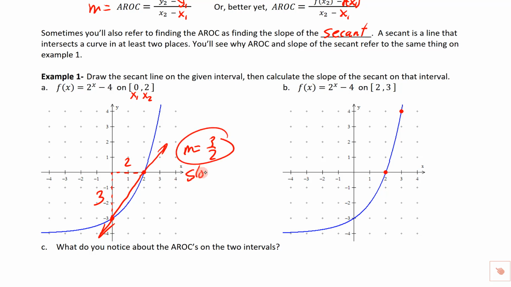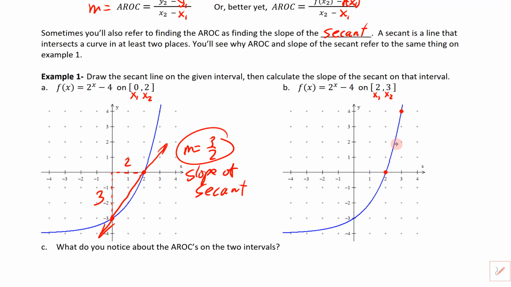This right here is the slope of the secant. Slope of the secant right there. Now, let's take a look at this one. Over on this one, we're talking about a different interval. So the interval now goes from 2 to 3. So this is the first x value, and this is the second x value. So the interval goes from right here to right here, and we want to draw a secant line. So I'm going to draw a line that goes right from here to there.